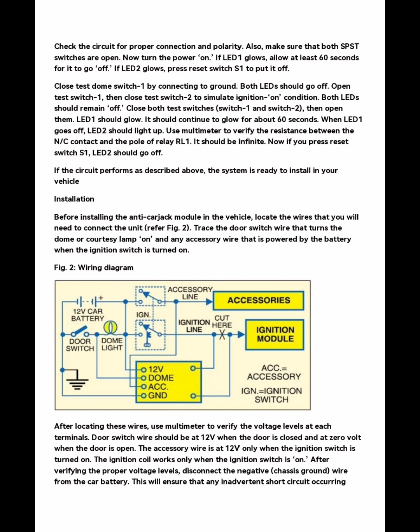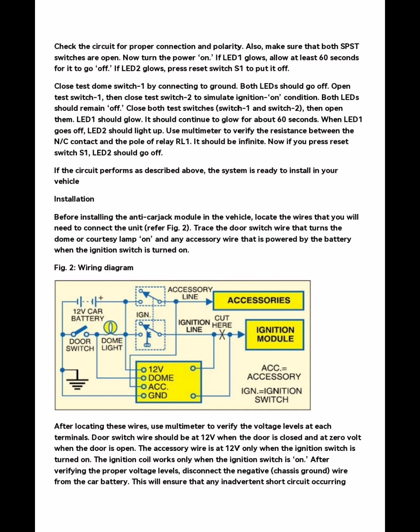After locating these wires, use multimeter to verify the voltage levels at each terminals. Door switch wire should be at 12 volts when the door is closed and at 0 volt when the door is open. The accessory wire is at 12 volts only when the ignition switch is turned on. The ignition coil works only when the ignition switch is on.